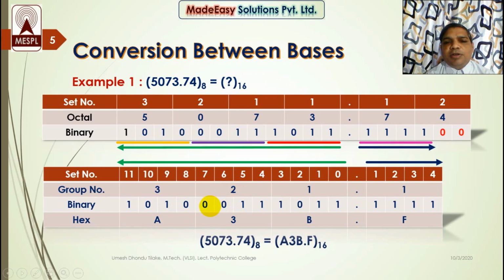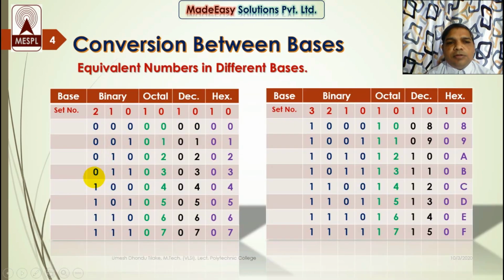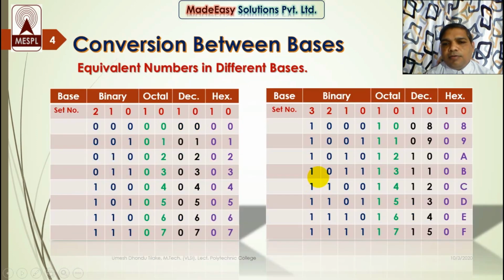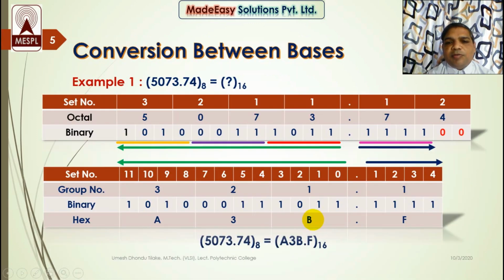Then come to the next group. 0011 binary is equal to 3 in hex. I have neglected the 0 over here because the 0 is at the leftmost position. Even if we neglect the 0, it will not affect the value of the binary number, so 011 is equal to 0011. Its hex equivalent is 3, so I have written down 3 over here. Then come to the next group. 1011 binary is equal to B in hex, so I have placed B over here.